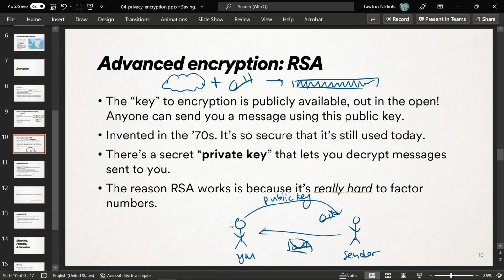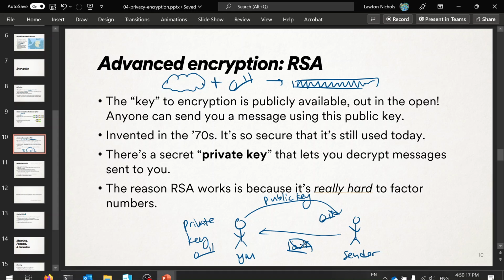Okay? And then you are saving secretly to yourself a private key. And keys are just fancy long numbers. We'll get into that in the next slide. That will unlock the message, and you can read exactly what the sender was trying to say. They encrypted it, nobody else could see that encrypted message, and they couldn't break it.